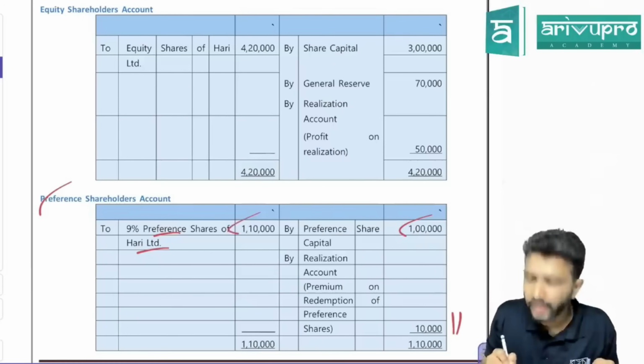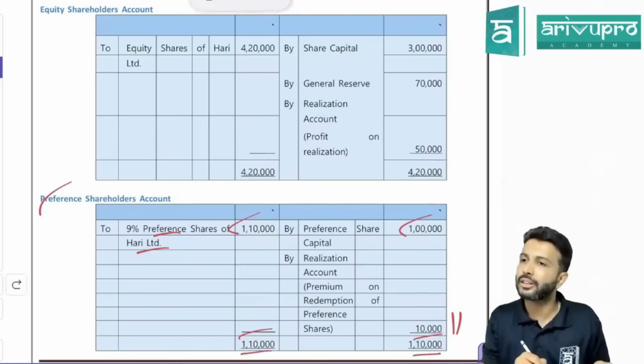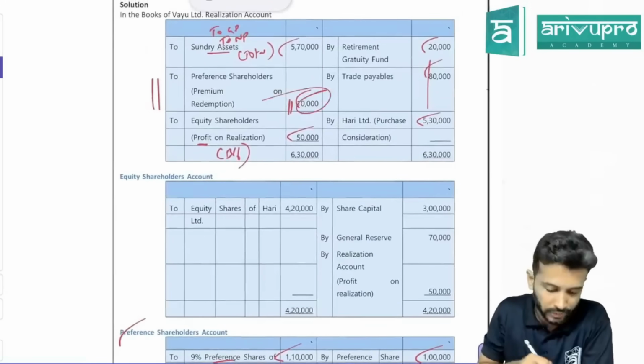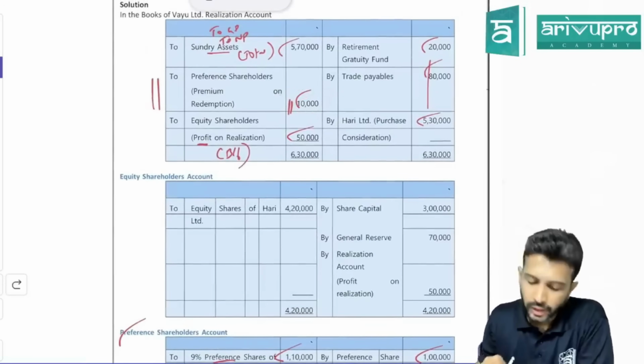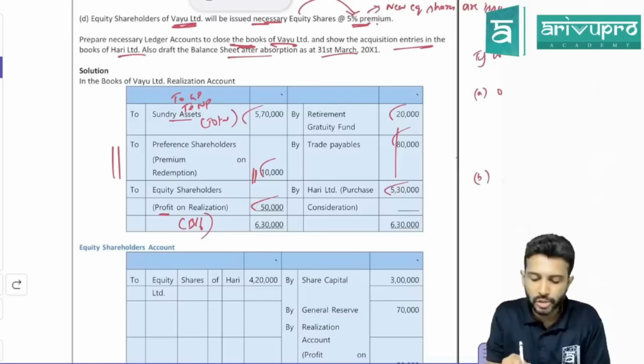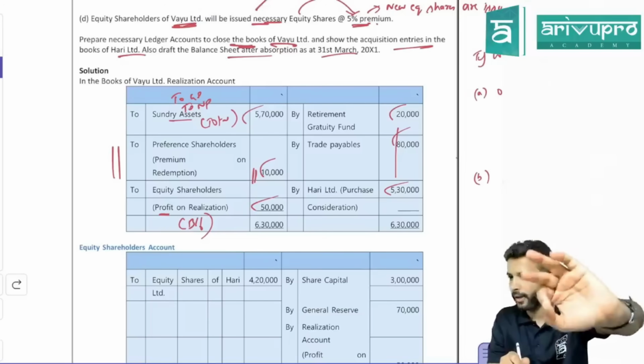How much? 1,10,000. This side is 1,10,000, that side also should be 1,10,000. There is a balancing figure of 10,000, and the balancing figure you will transfer to the realization account. That's what we posted over here. Done. Now, any balancing figure in realization account represents realization profit or realization loss, which you will transfer to the equity shareholders account.